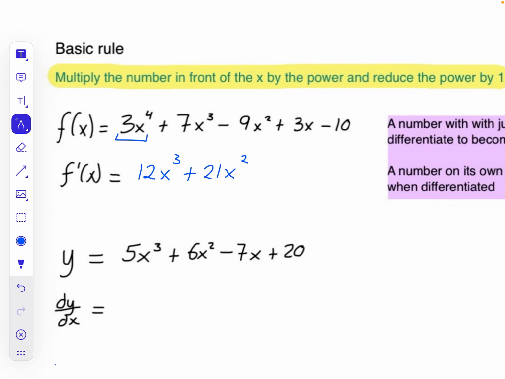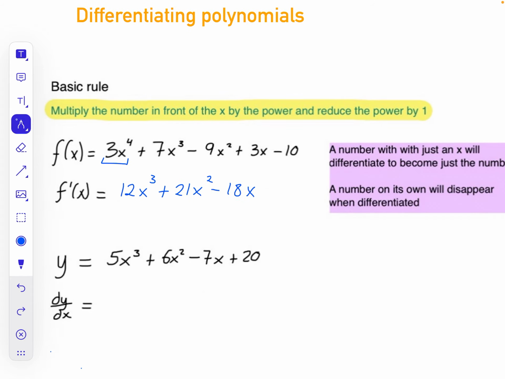Next one then, minus 9x squared. I want to differentiate it. So I'm going to multiply the minus 9 by 2. It's going to give me minus 18x, and then I need to reduce the power by 1. So it was a 2, it's now a 1. You don't actually have to write in the 1. So we usually just write down x. There's no need for x to the power of 1.